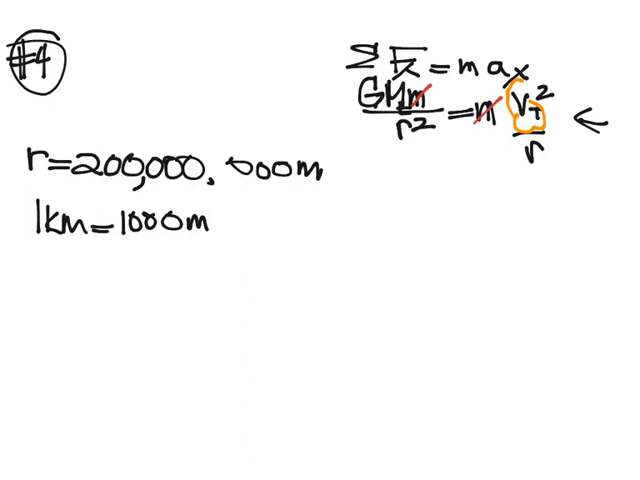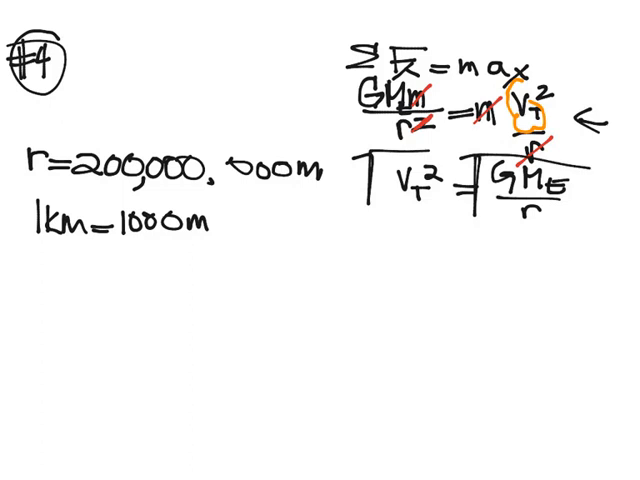We canceled out our m's, the little m, importantly, not the big M, and we can cancel out this r with this squared. Okay, so now we have vt squared is equal to G Me over r. I am going to take the square root of both sides, and I end up with vt is equal to the square root of G Me divided by r.